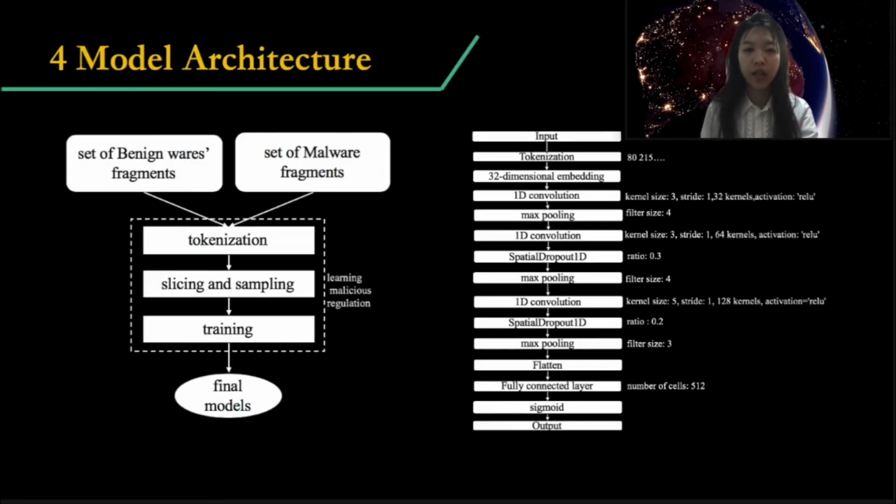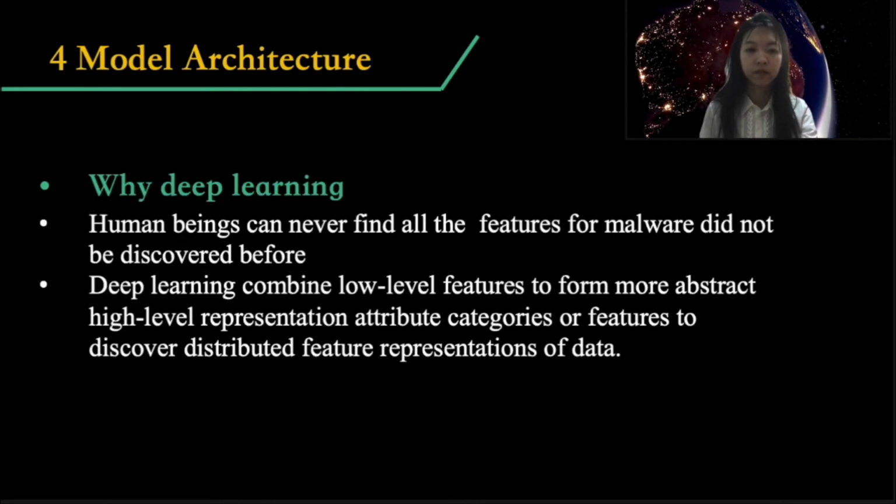This is the architecture of my model. Basically, it's based on experiments, which means through a lot of experiments and comparison, I finally found the best one. And I try to explain why a model like this is the best. The first question is why I'm using deep learning.